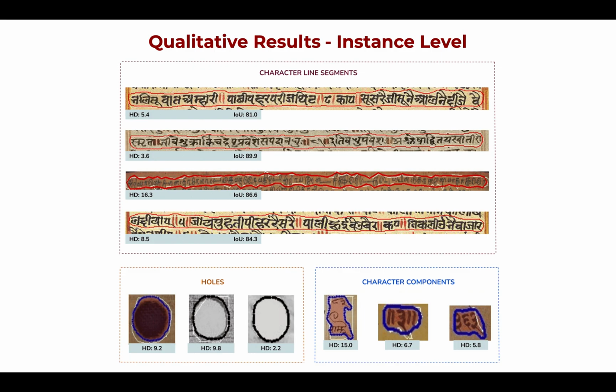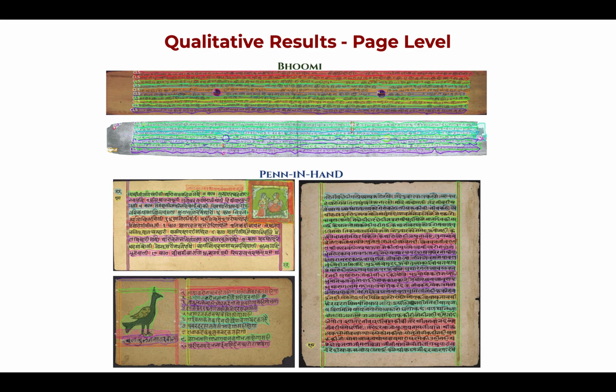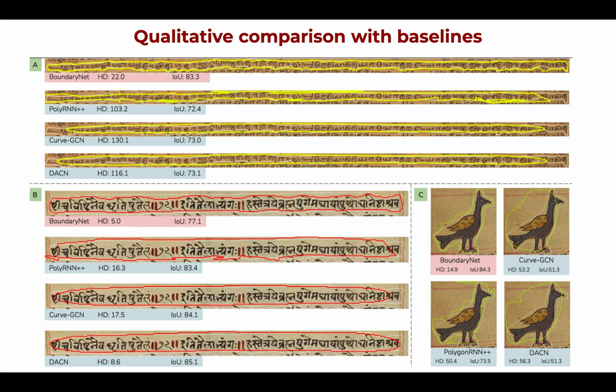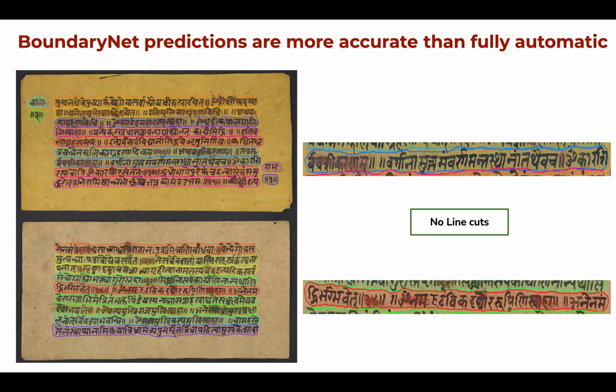Here are some results for various types of regions. Some page-level qualitative results. Note that BoundaryNet can tackle various kinds of manuscripts in their regions. A visual illustration of BoundaryNet's superior quality boundaries compared to other baseline approaches. BoundaryNet's boundary predictions are more accurate than fully automatic methods. In particular, note that BoundaryNet predictions enclose text lines in a proper and complete manner.